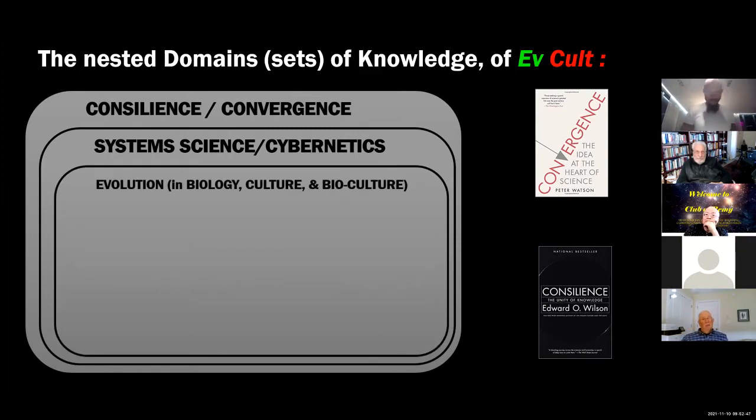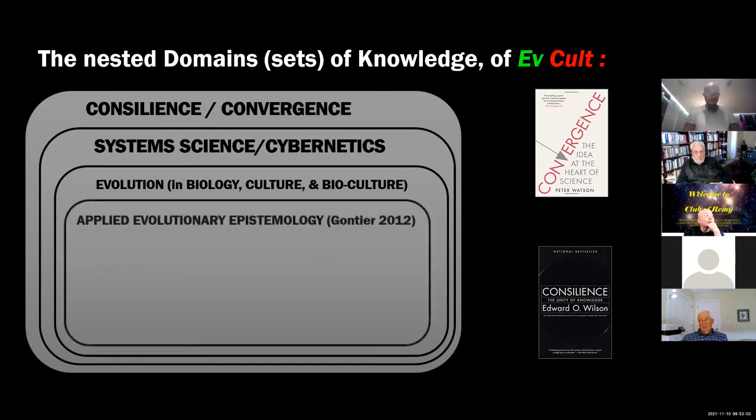Within that, evolution in biology, in culture, and in bioculture, because evolution is evolutionary algorithms that occur within systems, whether they're biological, cultural, etc. Within that, applied evolutionary epistemology. So I really like Natalie Gontier's work in this domain. She has a great article in 2012 called Introduction to Applied Evolutionary Epistemology.